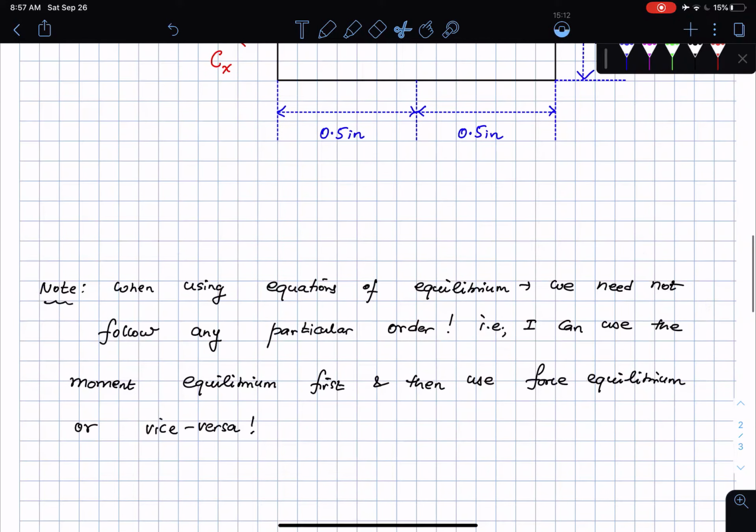So once again, when I'm using the equations of equilibrium, I don't need to follow any order. Who says that I have to do the summation of the forces first? I never said that. Newton did not tell that to me either, right? So you can choose to do what you want to do. And sometimes solving the moments first will actually give you something to solve for when you do the summation of the forces. So it might not be a bad idea.